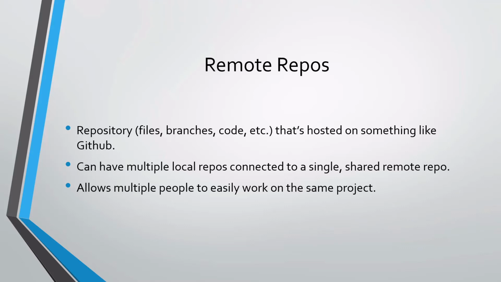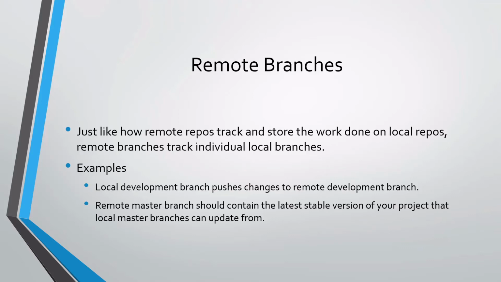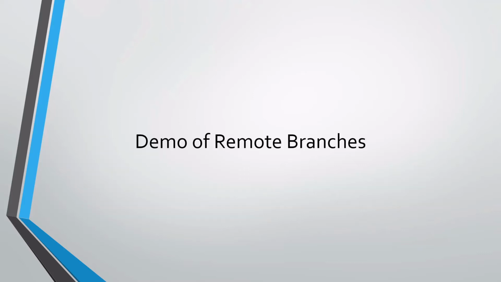Remote repos contain a really cool feature called remote branches, and just like how a remote repo tracks and stores the work done on local repos, remote branches track individual local branches. So some examples of this are, you might have a remote development branch set up to track a local branch that you push changes to and keep track of your work. And also there's the remote master branch, which should hopefully contain the latest stable version of your project that local master branches can update from. So now let's see that in action.